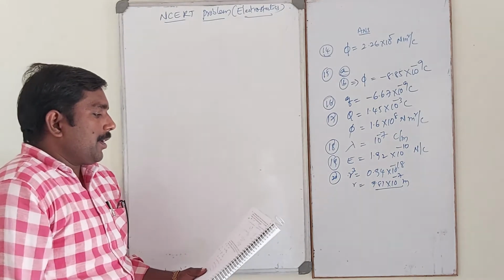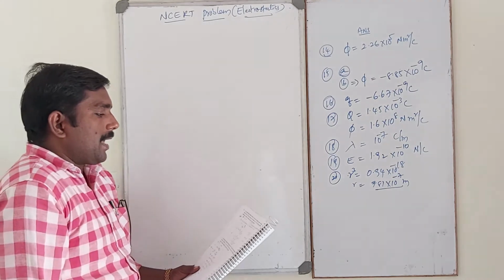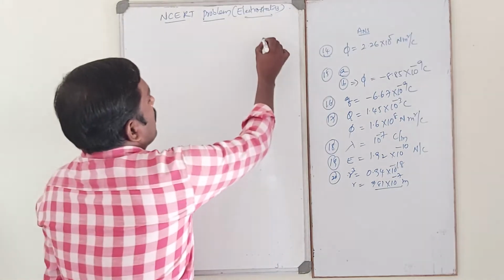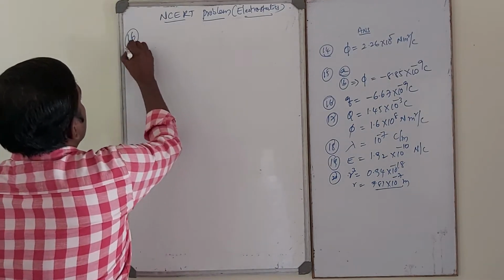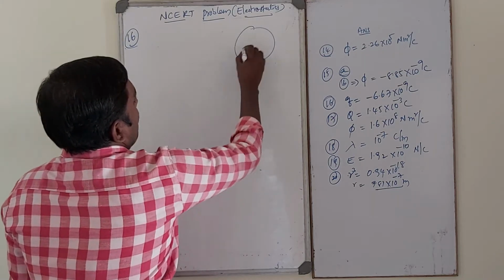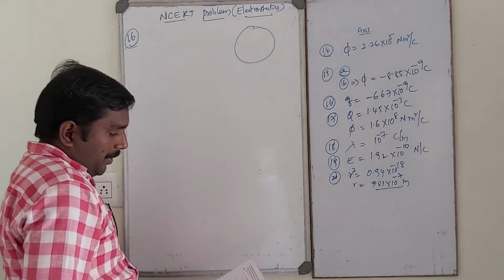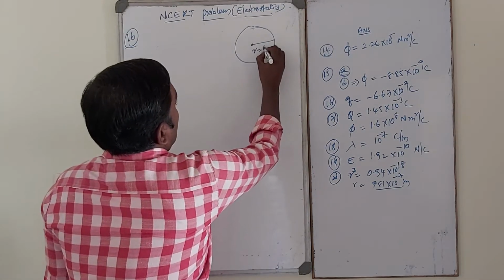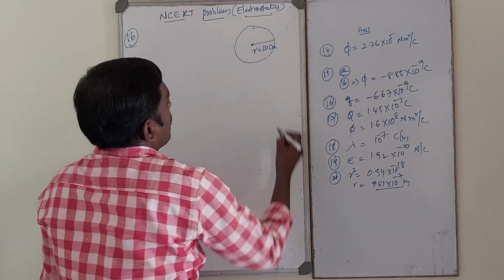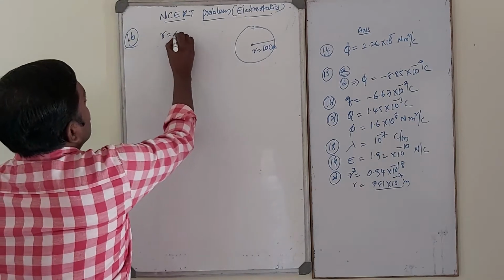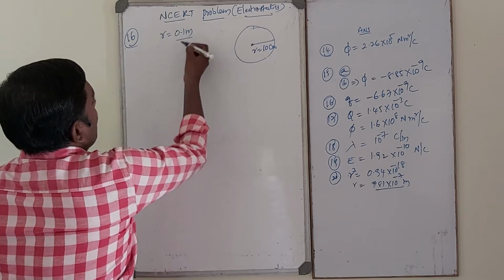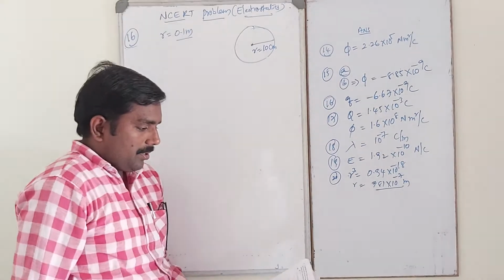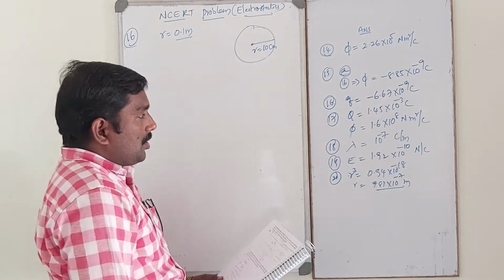A conducting sphere of radius 10 centimeter has unknown charge. So problem number 16. So this is the conducting sphere of radius R equal to how much? 10 centimeter. R equal to 0.1 meter or 10 centimeter. Has unknown charge.